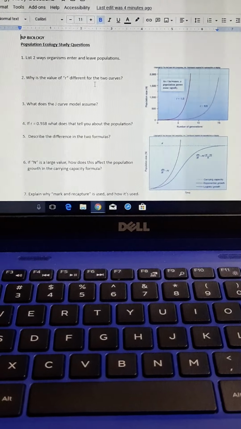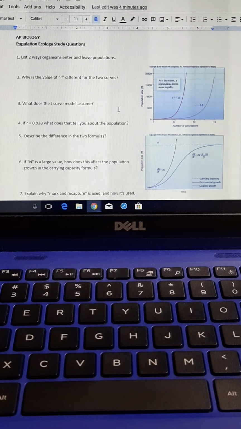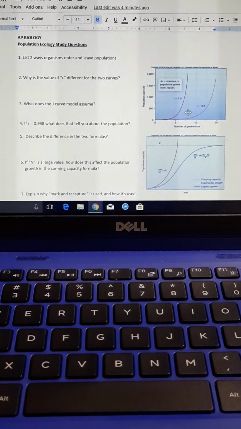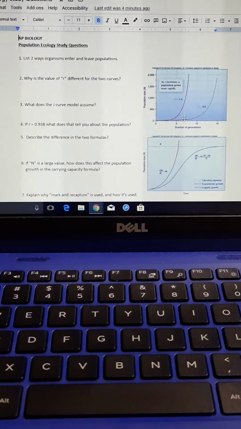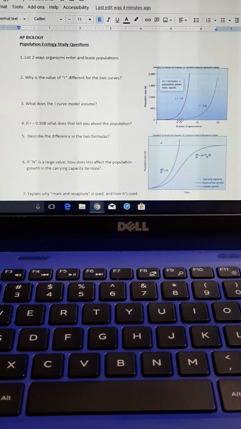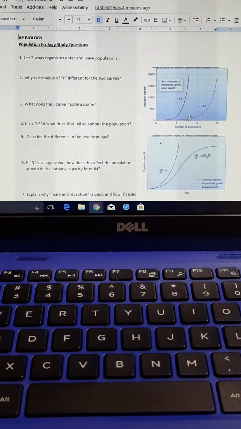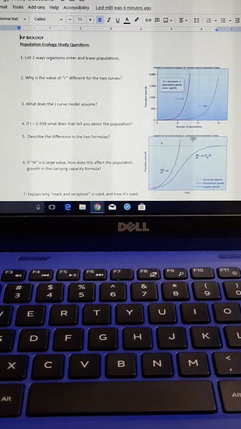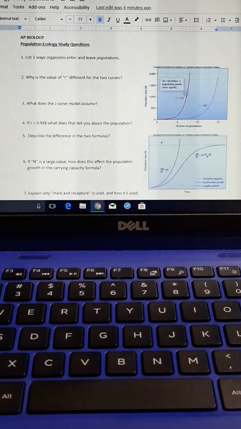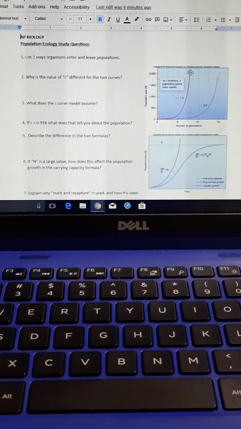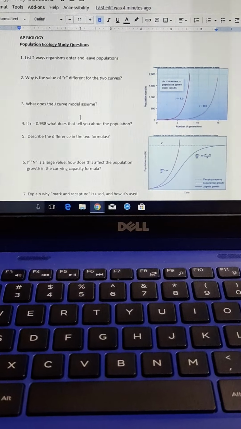The value of R is different for the two curves. So this deals with the J-curve. We could see the rate. The R is the per capita rate of increase. We see here this has a better rate of increase. It's larger, it's 1.0. This one is half that rate. Over the generations, this one would increase in population number of organisms more than this would.